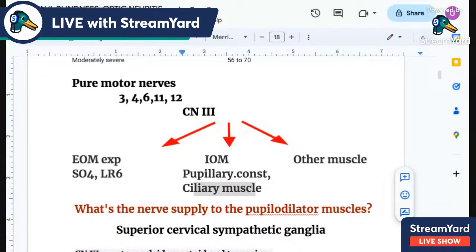Then which other muscle does cranial nerve 3, oculomotor, supply? The oculomotor supplies the levator palpebrae superioris in the upper eyelid. So its function is to lift the upper lid up. So if levator palpebrae superioris is paralyzed, then it causes ptosis. It's one of the causes of ptosis.